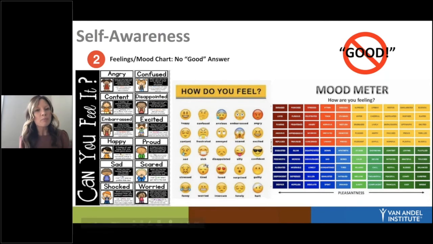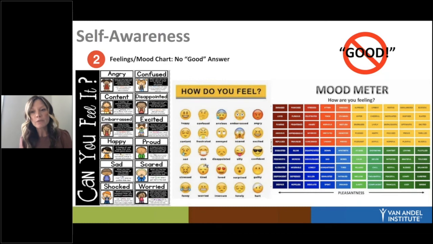And then really the point here is to get kids to think, to answer when you ask them, how are you doing today? Or how are you feeling today? Most kids say good, and we want to steer them away from just saying good. We want to really have them identify what it is they're feeling as they go into their school day.